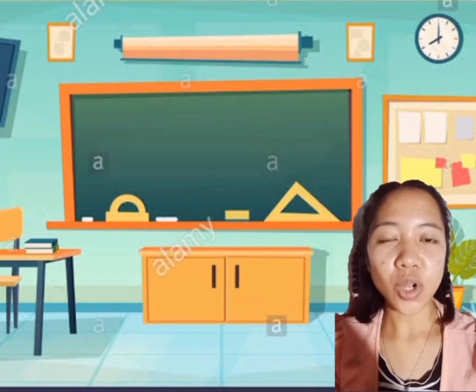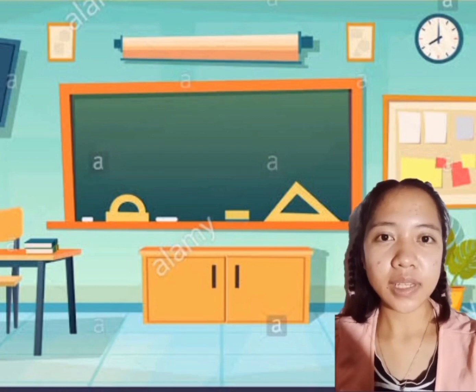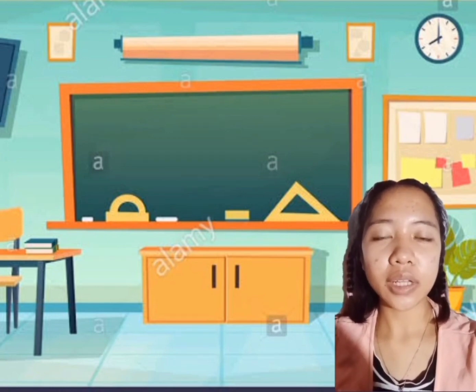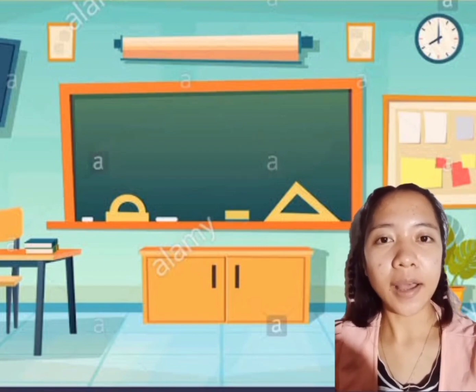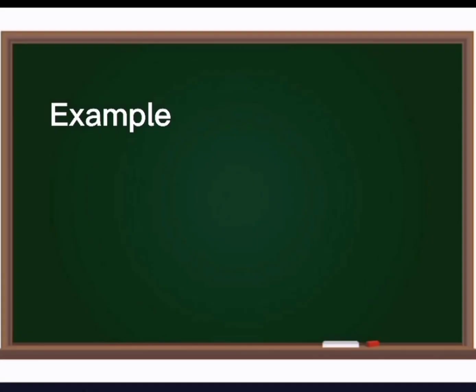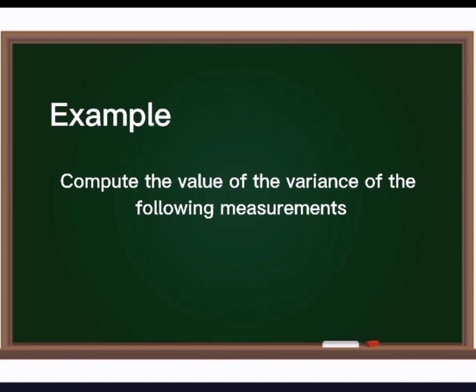And now, we are going to apply those steps that we shall consider in calculating the variance for ungrouped data. Example, compute the value of the variance of the following measurements: 13, 5, 7, 9, 10, 17, 15, and 12. For simplicity, we shall first arrange these values in magnitude in a vertical column. Using the steps indicated above, we have.